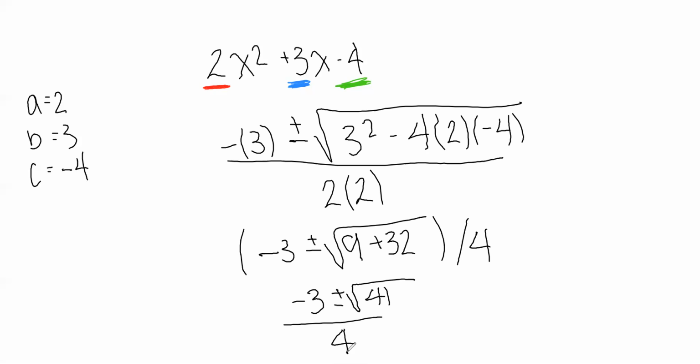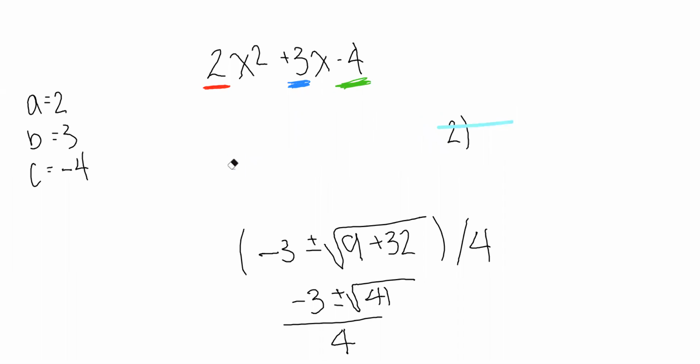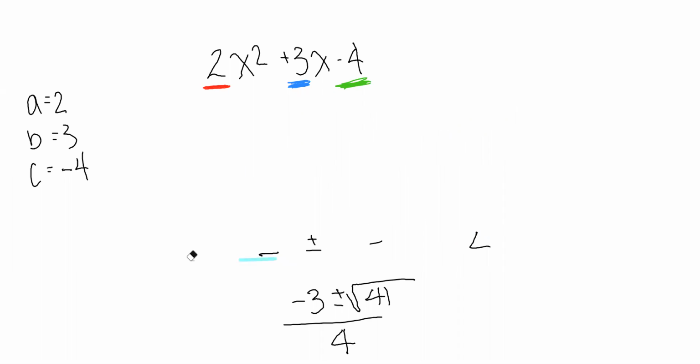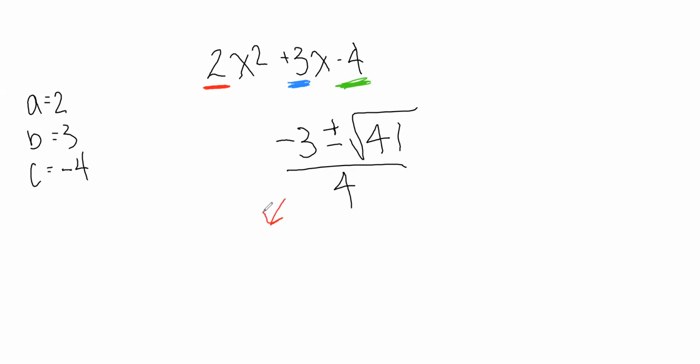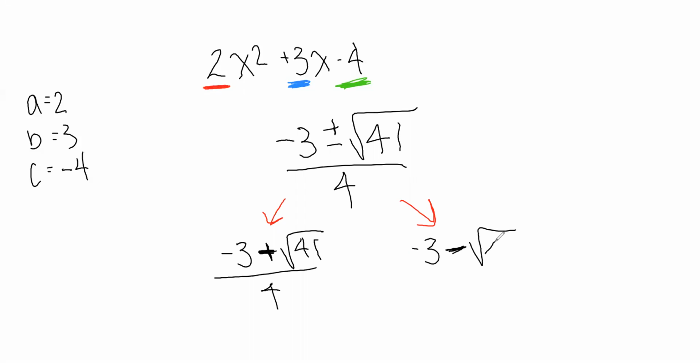So this is where my final step comes in, which is to break this apart. I'm going to go ahead and erase my top part, just so I can have some space. Negative 3 plus or minus the square root of 41 divided by 4. This is going to be broken apart into 2 different answers, 2 different factors. The first will be negative 3 plus the square root of 41 divided by 4. And the second will be negative 3 minus the square root of 41 divided by 4.